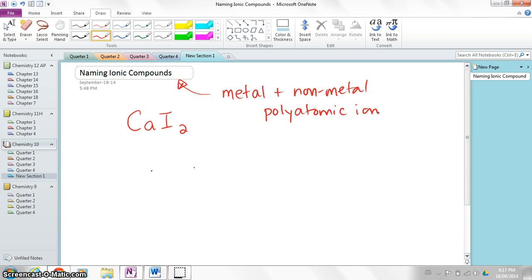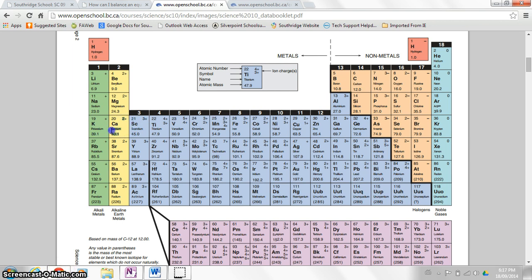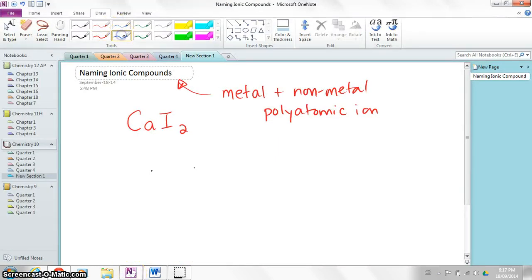So here we have CaI2. Ca, if you look on the periodic table, stands for calcium, and iodine is right here, and it says iodine. So let's go back to our working sheet here. Ca is calcium. The first element, which is always the metal, you keep the name as found on the periodic table. It's just its normal name. And then we've got iodine. We're going to take off the ending and add IDE. So it would be iodide, calcium iodide.